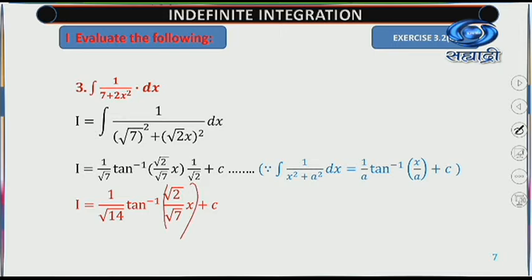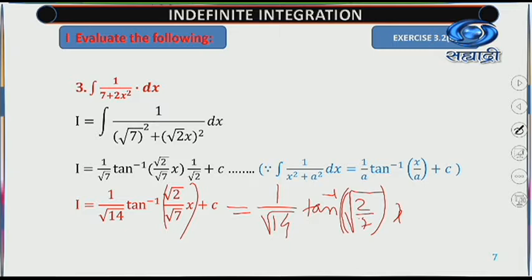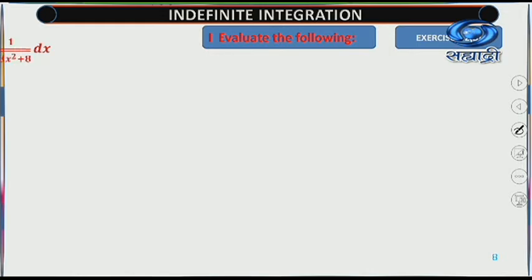So you will get this as tan inverse of root 2 upon root 7 x plus constant of integration. I am able to write this as 1 upon root 14 tan inverse of, taking the root common, root of 2 upon 7 into x. This root of 2 upon 7 is a constant multiple of x, plus constant of integration. Okay, so this is your third example on the third formula.